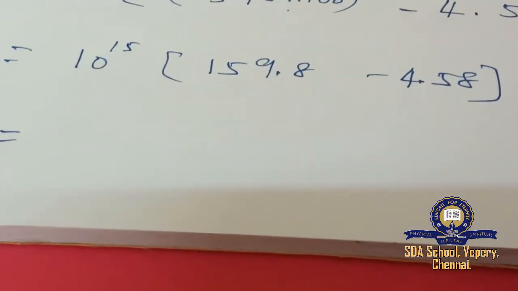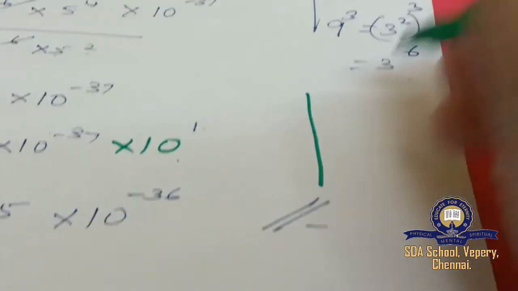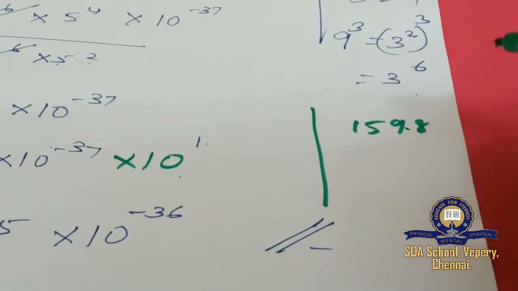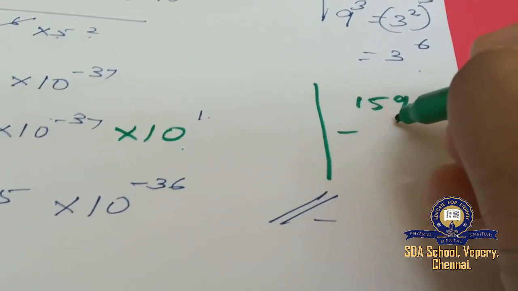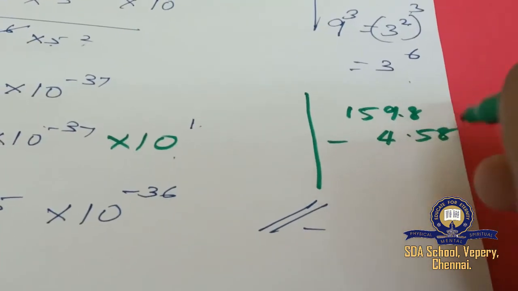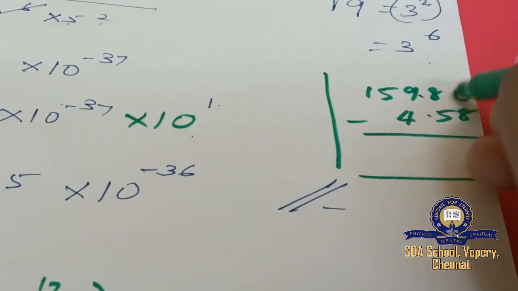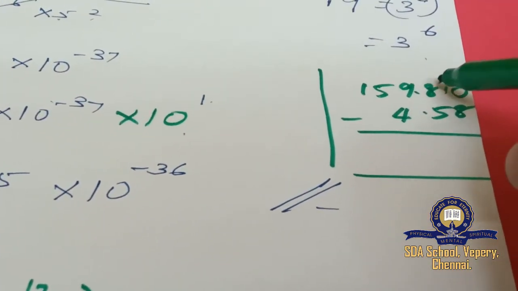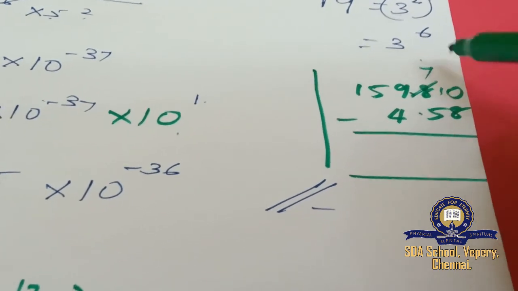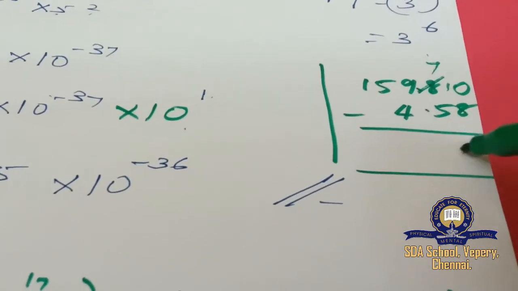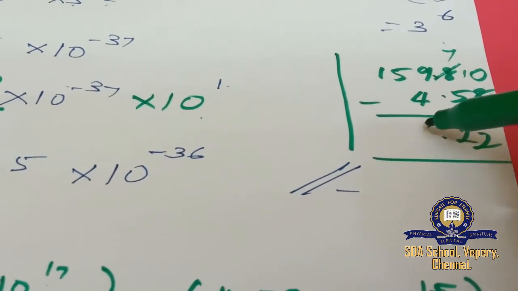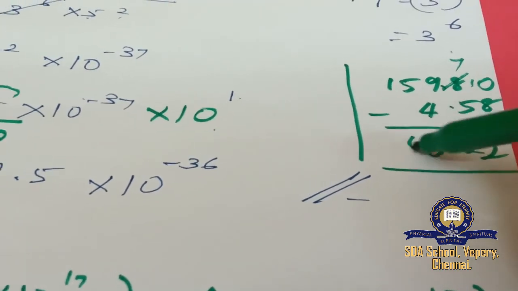If I have to subtract this, I'll subtract it like this: 159.8 minus 4.58. I'll put 0 over here. If I put 0 here, I have to take a carry over, borrow from here, and it will become 7. 10 minus 8 is 2. 7 minus 5 is also 2. 9 minus 4 will give me 5, 5 and 5.